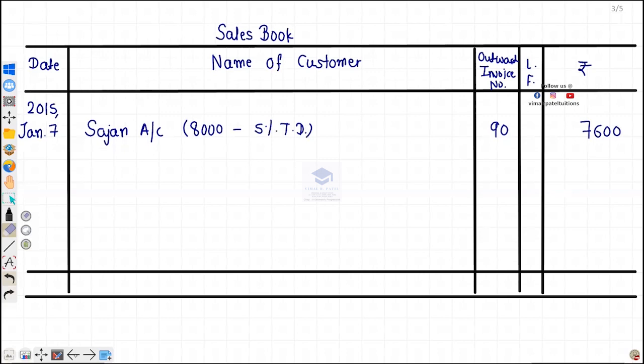Actually, what will be the entry for this? Purchase account debited 30,000, to Nirmi account 15,000, to cash account 15,000.